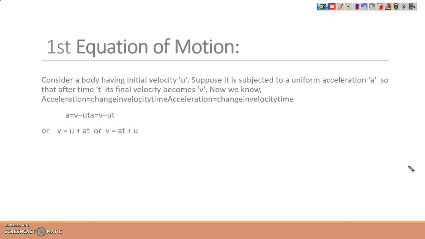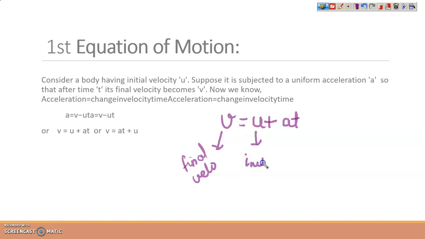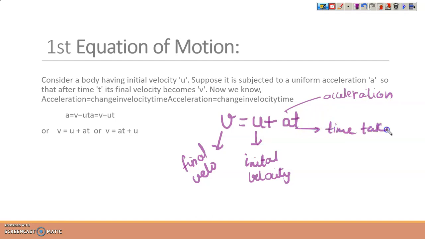So the first equation of motion is v = u + at, where v is the final velocity, u is the initial velocity, a is the acceleration, and t is the given time or the time taken.